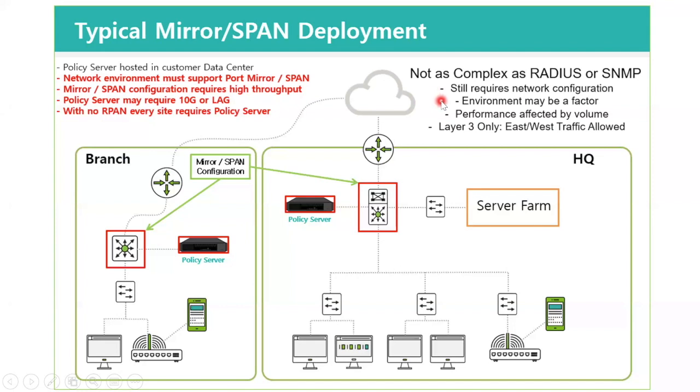The environment of the network is going to be a factor because it's affected by volume on the network. And when you're all done with that, essentially you have a layer 3 enforcement model instead of layer 2. So all of your east-west traffic between nodes is not quarantined or isolated, and you cannot enforce policy.